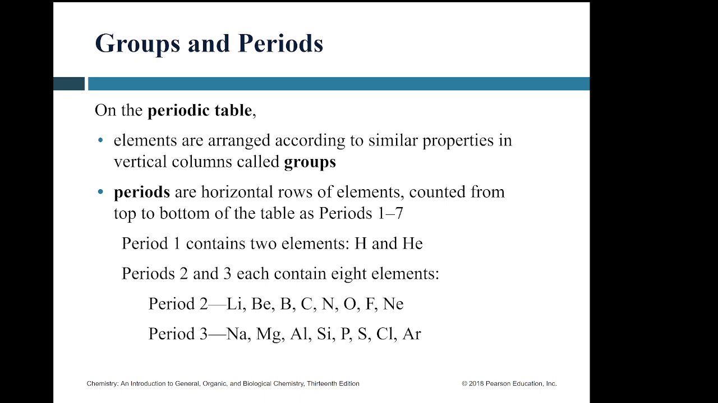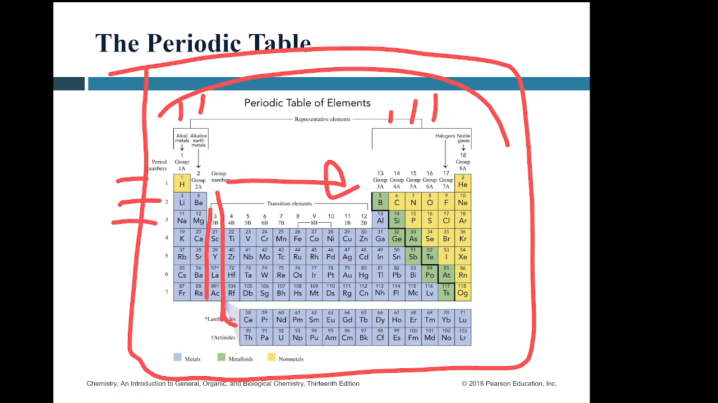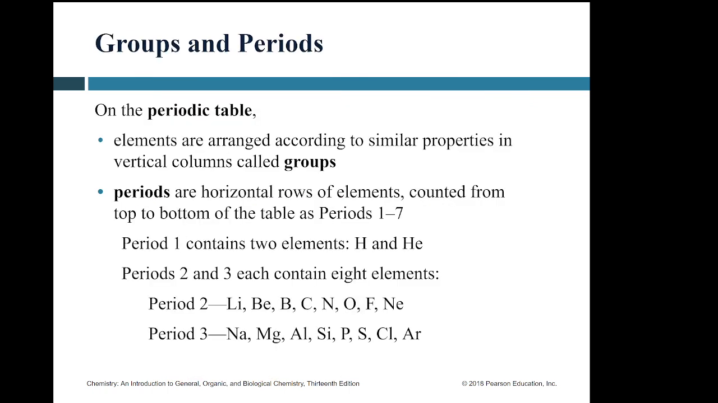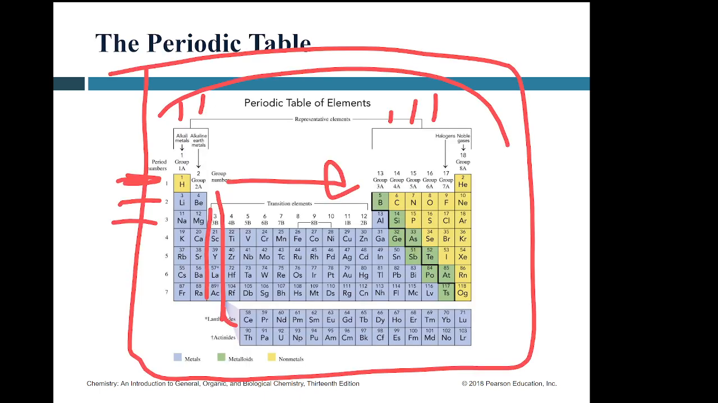Period 1 is going to contain only 2 elements. This is hydrogen and helium up here. Period 2 contains the next period right here, which goes across. Okay. Now, can anybody tell me, after we're done with this period, how much of the mass of the solar system we've already accounted for?